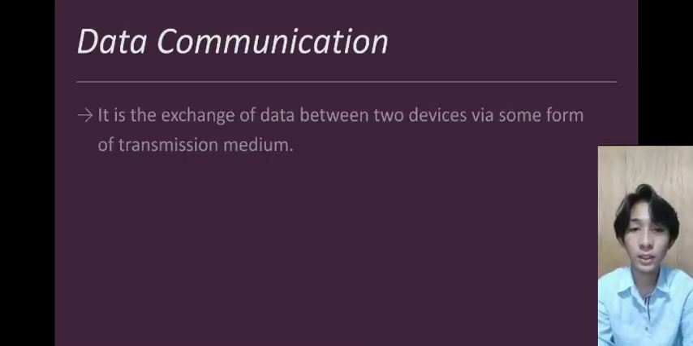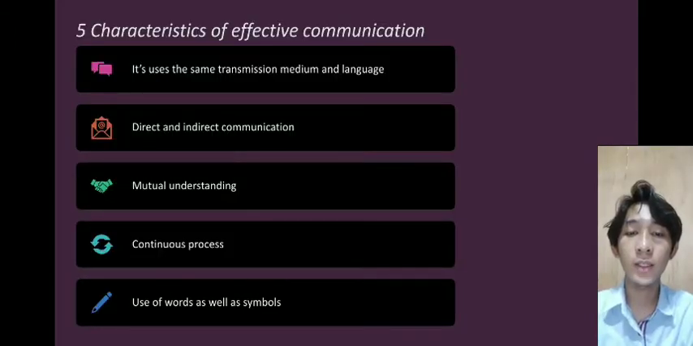Data communication. It is the exchange of data between two devices via some form of transmission medium, which refers to the exchange of data between a source and a receiver. Five characteristics of effective communication.